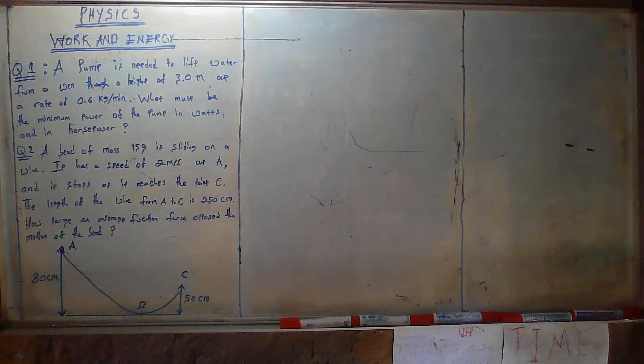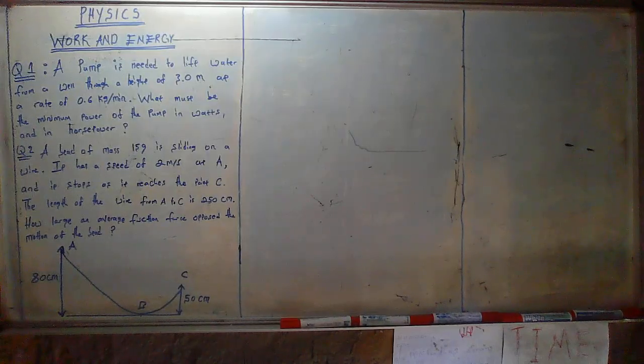Today's video will be solving some questions from Work and Energy. Starting with the first one, which reads: a pump is needed to lift water from a well through a height of 3 meters at a rate of 0.6 kg per minute. What must be the minimum power of the pump in watts and in horsepower?